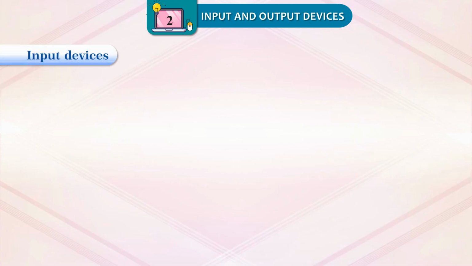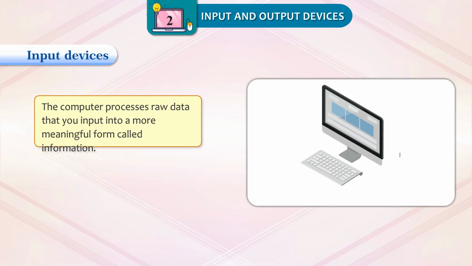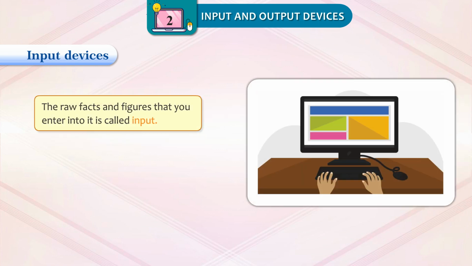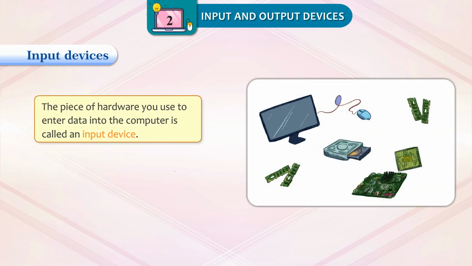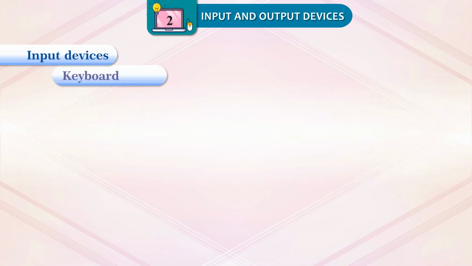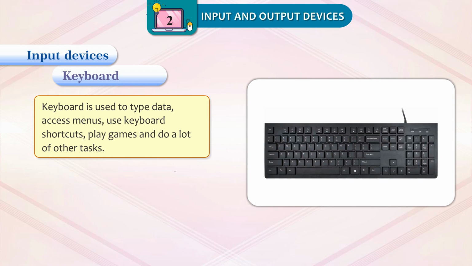Input devices. The computer processes raw data that you input into a more meaningful form called information. The raw facts and figures that you enter into it is called input. The piece of hardware you use to enter data into the computer is called an input device. Some common input devices are keyboard. Keyboard is used to type data, access menus, use keyboard shortcuts, play games, and do a lot of other tasks.